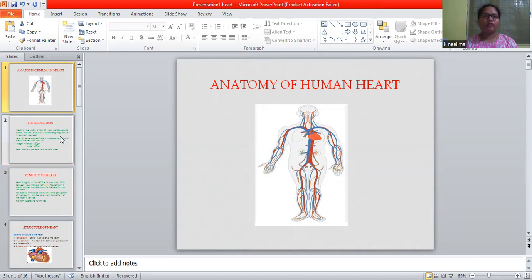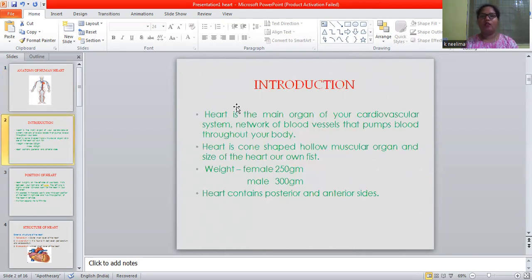Next we will move to the introduction. What is the introduction of the heart? The heart is the main organ in our body. In the cardiovascular system, a network of blood vessels is present, and the heart is used to pump blood throughout the body. The heart is a cone-shaped hollow muscular organ, and its size is about a human fist. The weight of the female heart is 250 grams and the male heart is 300 grams.